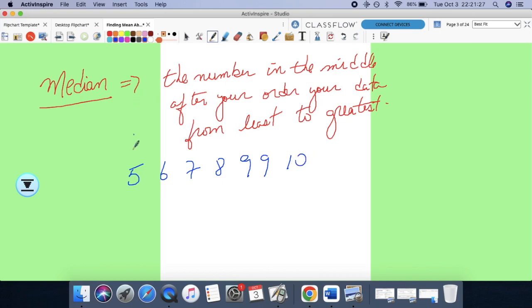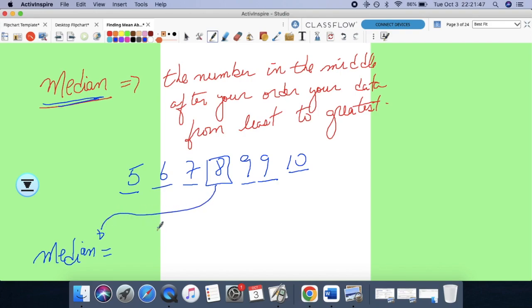So what's the number in the middle? So you have these 1, 2, 3, 4, 5, 6, 7. You have 7 numbers and you want to find the median. Who's the median? Okay. And the median is the number in the middle. So you go this way and this way, you're working towards the middle. 5, 6, 7, 9, 9, 10, and this is your median. So 8. So the median is 8.